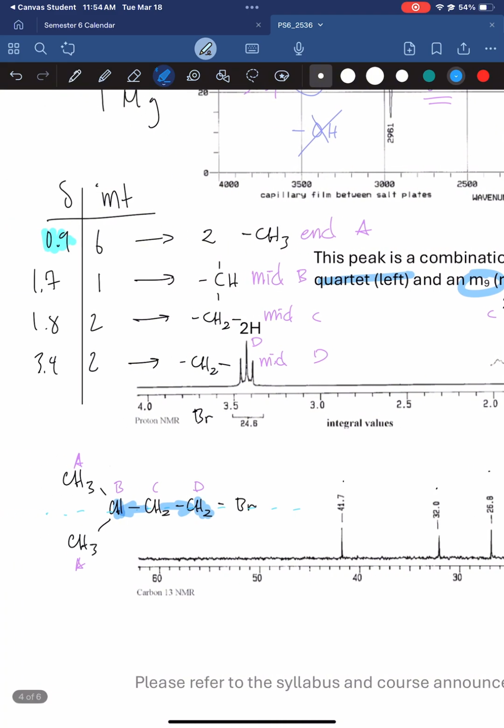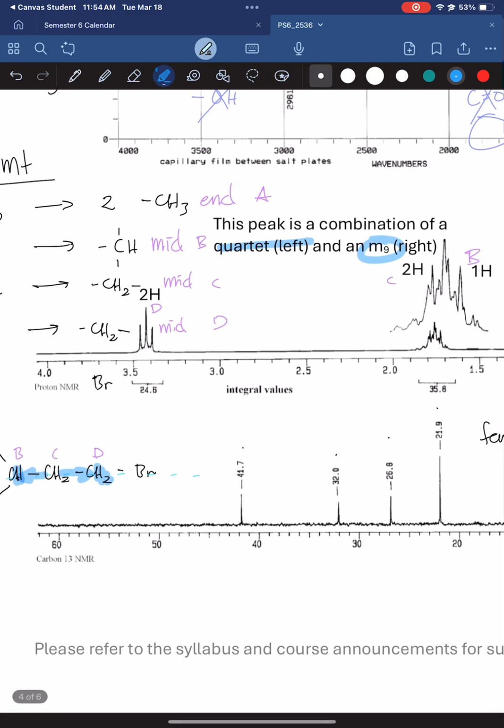Cool. So now, I guess by process of elimination, we just know that D has to be in the right spot because we've already ruled out everything else. And if you are having a little difficulty, remember that D is also way far down at the integration of around 3.4, while everything else is around 2. And that is due to the fact that it is really close to that electron withdrawing bromine there.